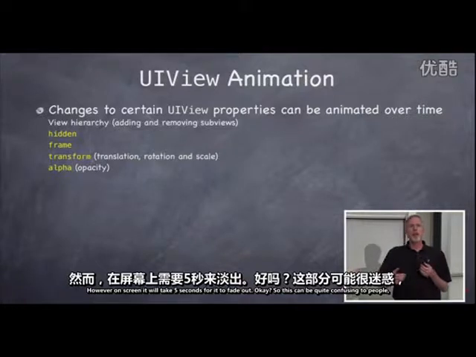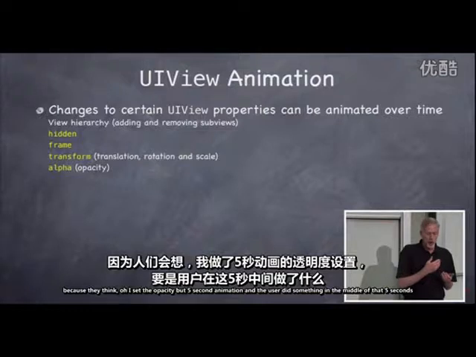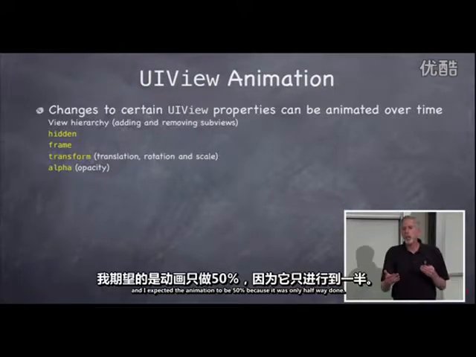Okay? So this can be quite confusing to people because they think, oh, I set the opacity, but it's a 5-second animation, and the user did something in the middle of that 5 seconds, and I expected the opacity to be 50% because the animation was only halfway done.